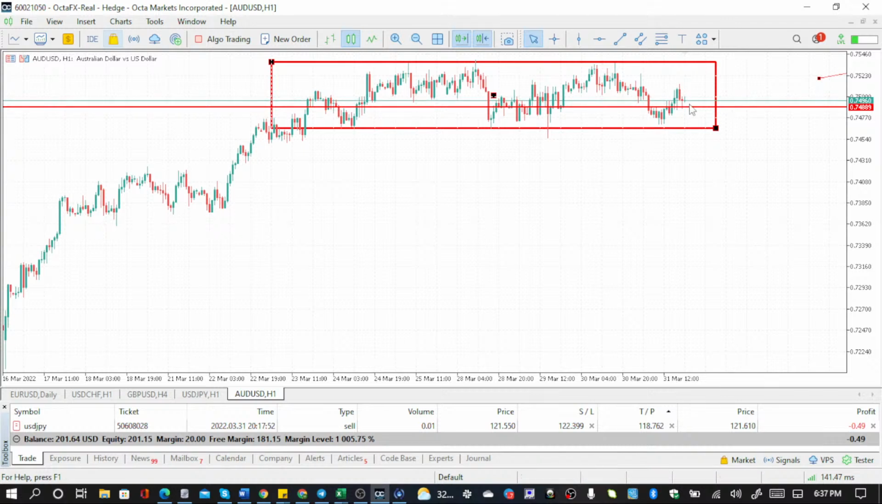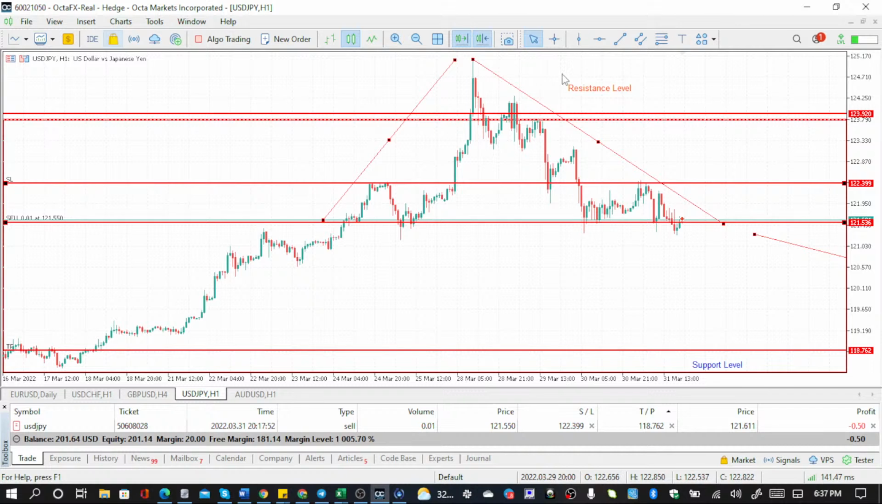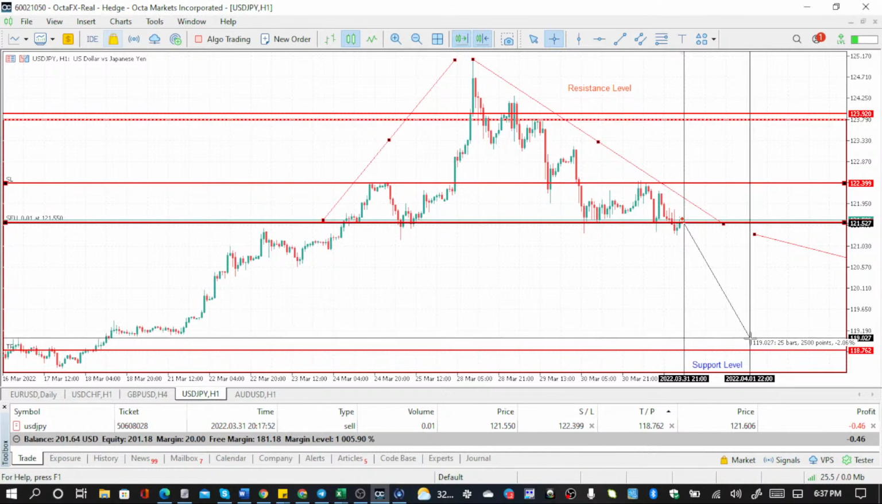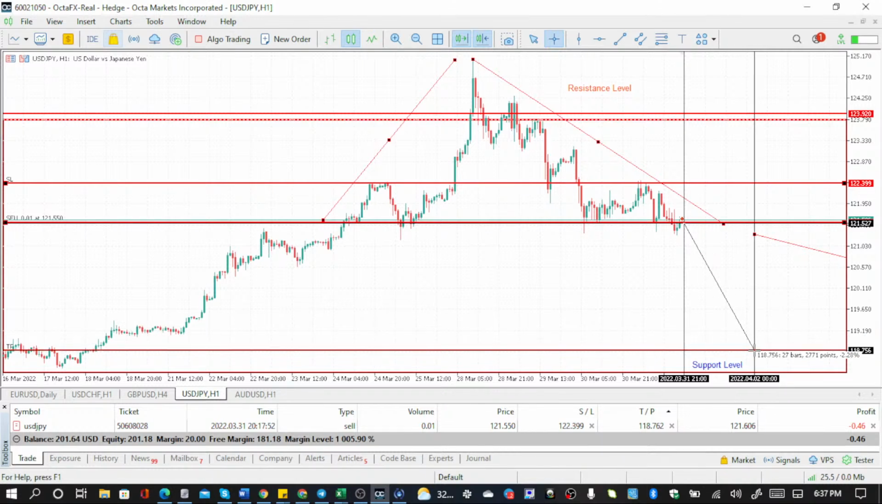How do you calculate pips? If you look at this market here now, look at these two. These two are called crosshair. You can use it to calculate pips, to measure pips. So now let's look at the pips from my entry level down to my take profit level. Do you see what's showing there? 2,771 points. That's how to measure your pips.